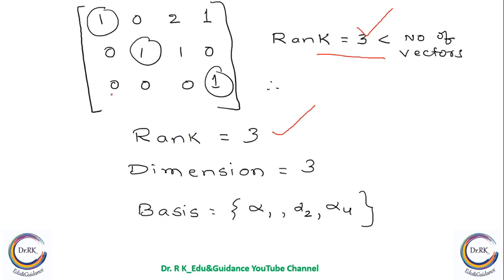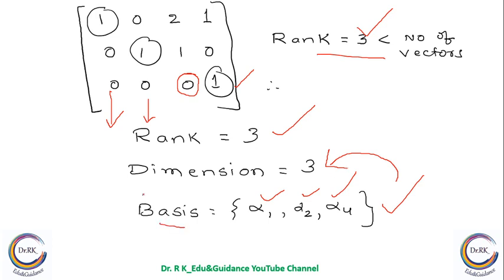What are those 3? Here, if you see, this is alpha 1, this is alpha 2, alpha 3 no, this is alpha 3, and alpha 4. Where this element is non-zero, this element is a pivot element. Therefore alpha 1, alpha 2, alpha 4 are linearly independent vectors. Therefore this is the basis. Once this is there, 3 linearly independent vectors are there. Therefore the dimension of this is 3. So basis as well as dimension.